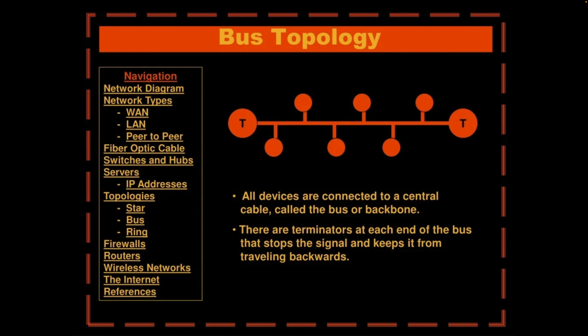Next, we have bus topology. Bus topology uses one main cable that runs through the network. We call this the backbone. All the devices connect to one main cable. At each end, there's a terminator. That's a device that stops a signal from bouncing back. This was popular in older networks, but we don't use it as much anymore because newer designs work a lot better.